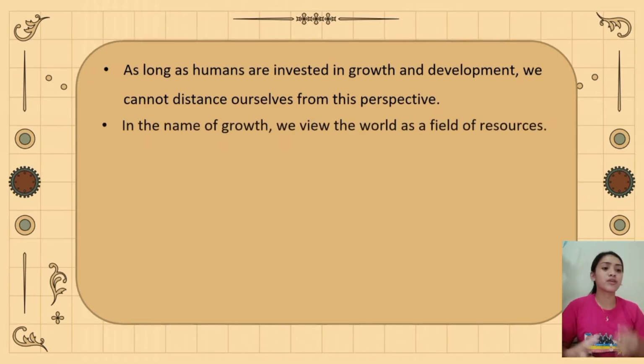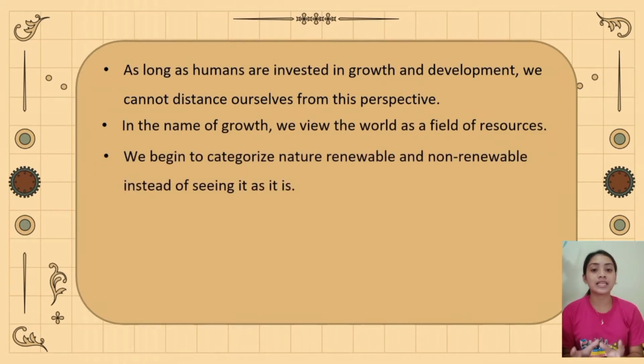In the name of growth, we view the world as a field of resources. We utilize our resources by attributing monetary value to seemingly priceless entities. We begin to categorize nature as renewable and non-renewable instead of seeing it as it is. So humans are reduced into the amount of productivity they are able to render during their lifetime.